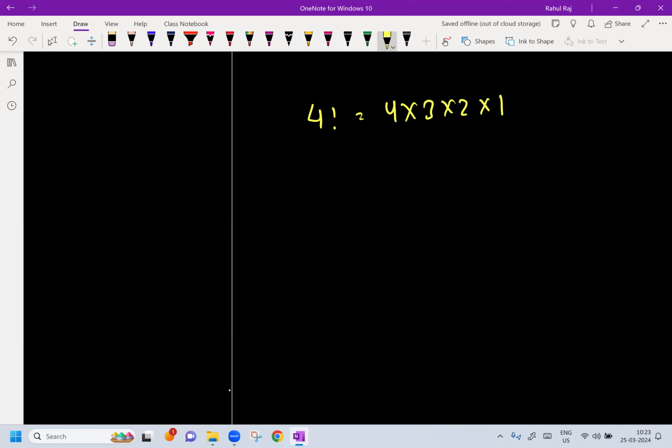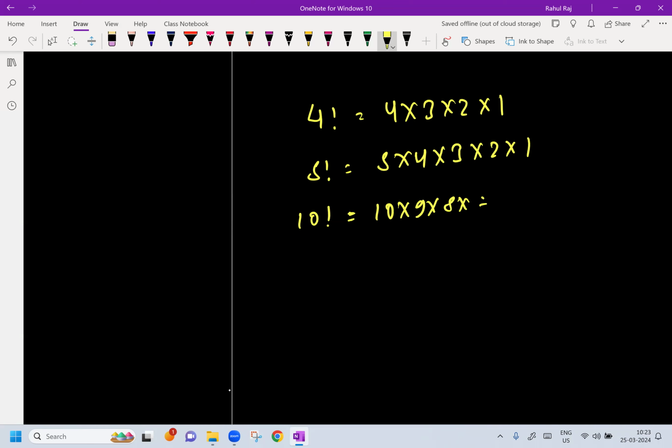Oh, okay. So 5 factorial means 5 cross 4 cross 3 cross 2 cross 1. I've never come across this before. No, you might have come across it, but you might not be remembering. 10 factorial means 10 cross 9 cross 8, all the way to 1. It's impossible that you would not have come across this.